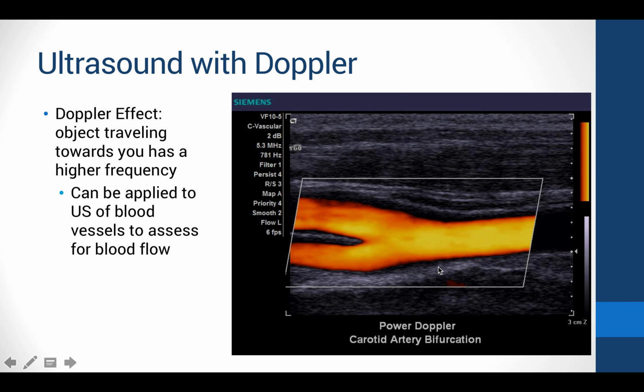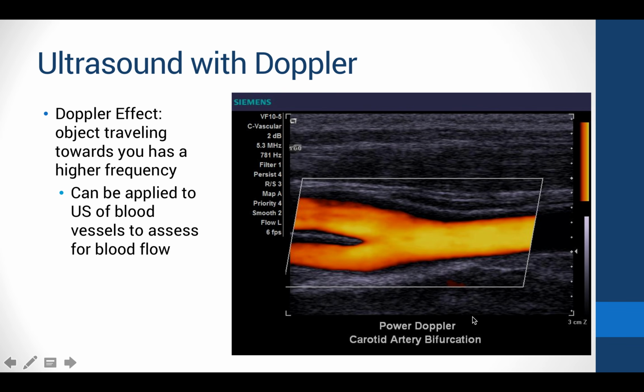So we can use this to create kind of an assessment of where blood is flowing, the directionality of flow, and how fast blood is flowing, specifically through blood vessels. So ultrasound with Doppler is a great way to visualize blood vessels and get a feel for how well blood is flowing through that vessel.